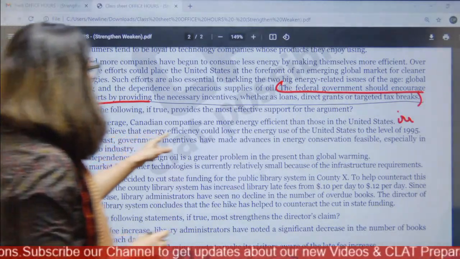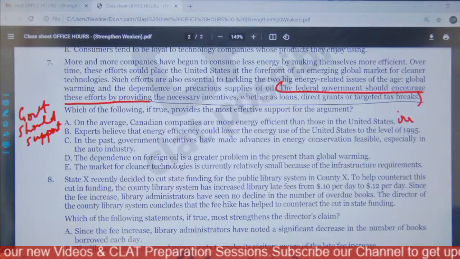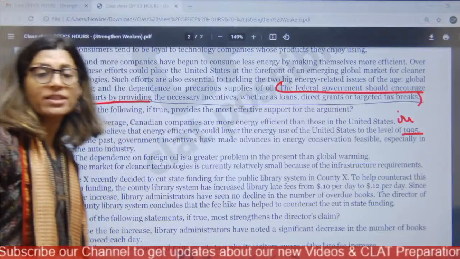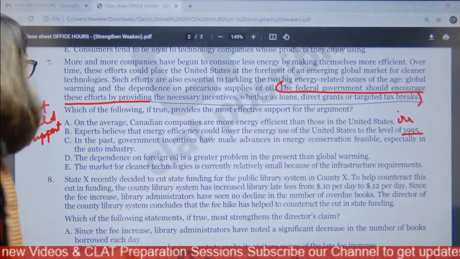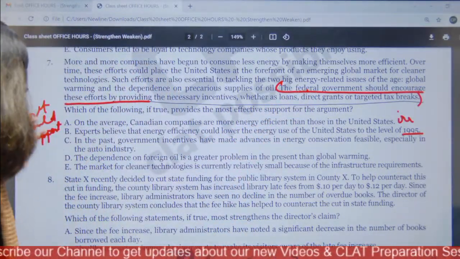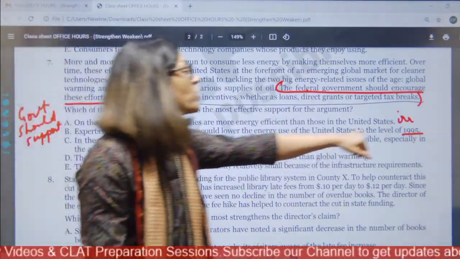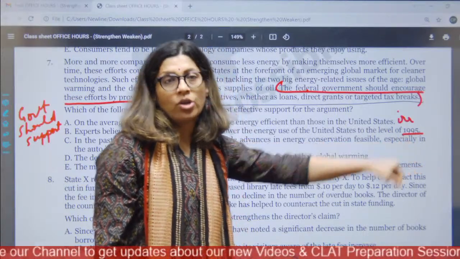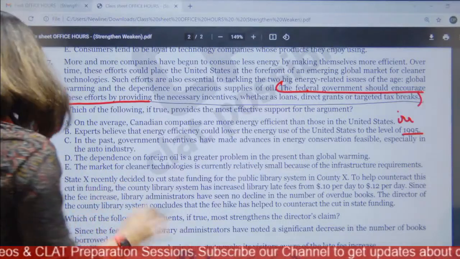Option B, experts believe that energy efficiency could lower the energy use of the United States to the level of 1995. This is incomplete because we do not know what was the 1995 figure. Is that an ideal figure or not? And it does not say that government should support. In an indirect manner, it could say, yes, government should support because we should reach this energy usage level, but we still don't know what was the 1995 level. So it's not extremely bad, but it's not extremely good. Let's see if we have something else.